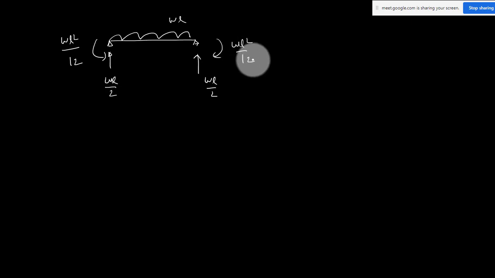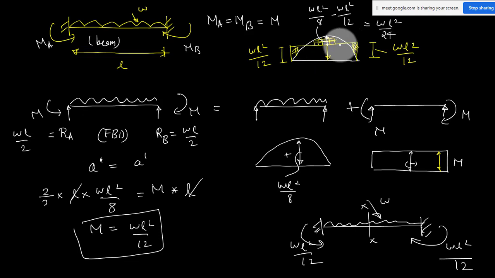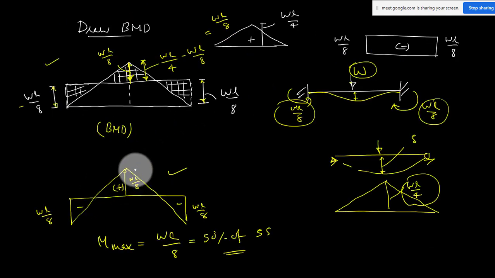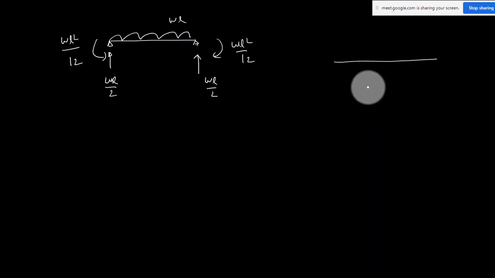This load is given WL. This reaction we got WL by 2. This reaction I got WL by 2, and this moment I got WL square by 12, and this I got WL square by 12. So the moment diagram we got, this is the moment diagram. You can also draw this moment diagram like this if you want.